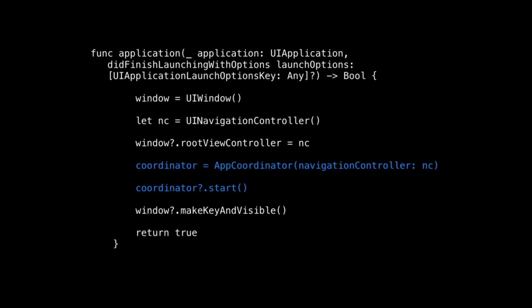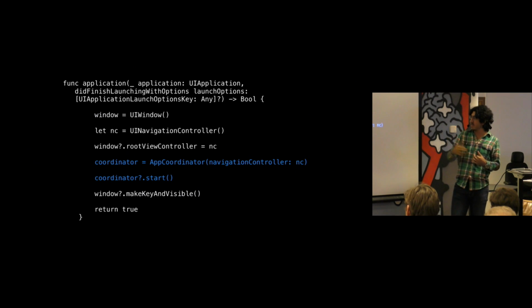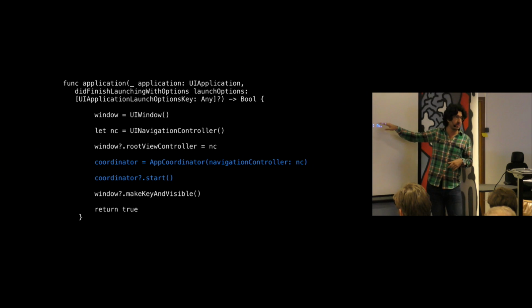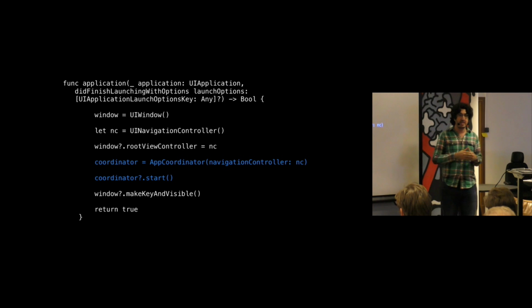Then we need to create our app coordinator, and we'll go into what creating an app coordinator entails. Pass it all the relevant view controllers that it needs to work with, and then call start on it. The separation between creation and actually kicking off the process, to me, is important because it means that you can create this thing greedily, you can create it lazily, you can create it whenever you want, but it doesn't actually start working until you tell it to start working.